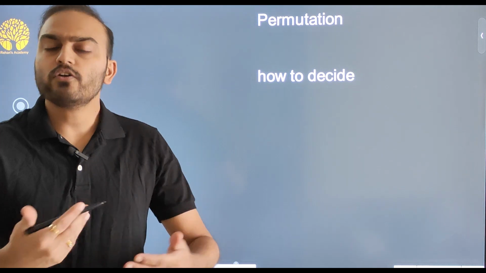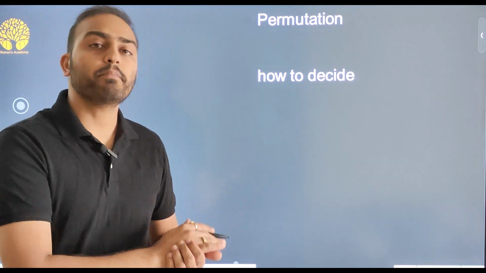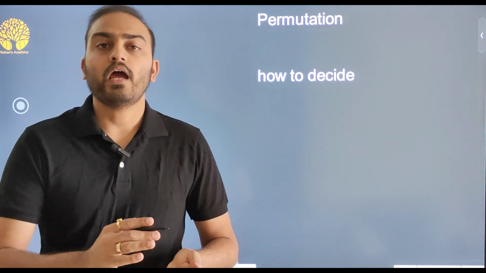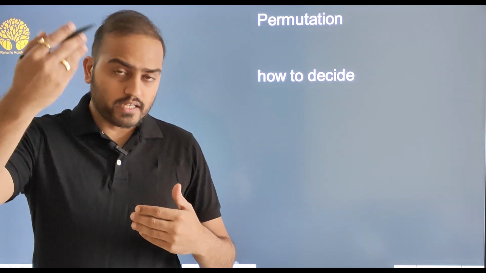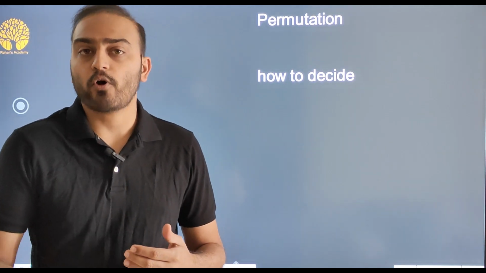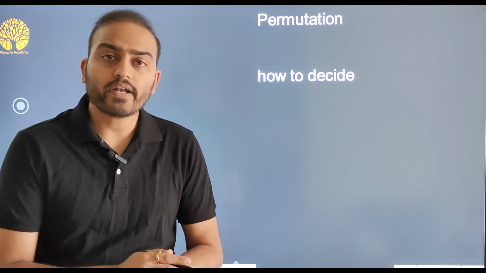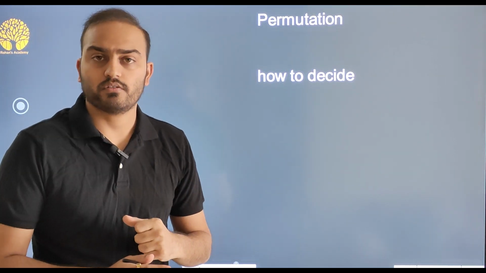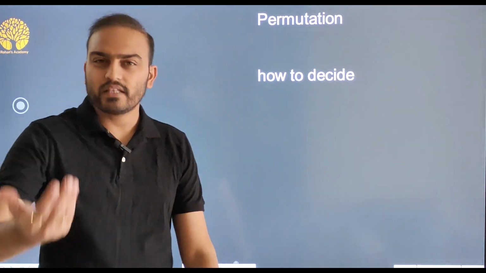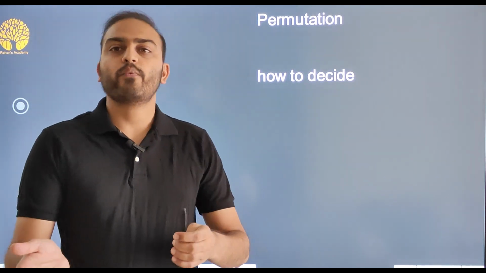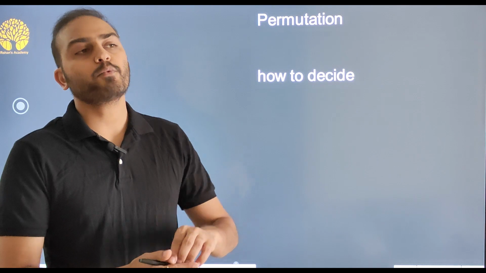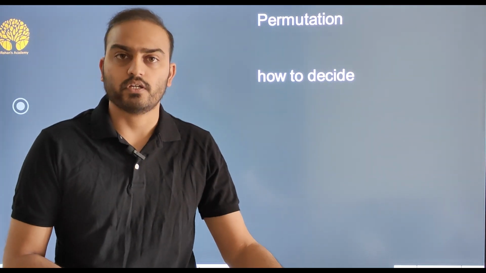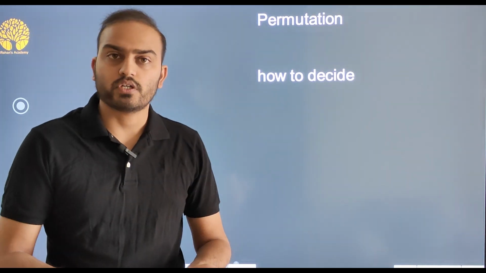Now, coming to permutation, as we discussed in the previous video as well, it's important that the mental part of it is the most important part. So it's important to understand how we decide when to use permutation. Another problem in this topic is that some of the questions can be done using permutation and the same question sometimes can be done using combination. So as students we get confused. What do I use?